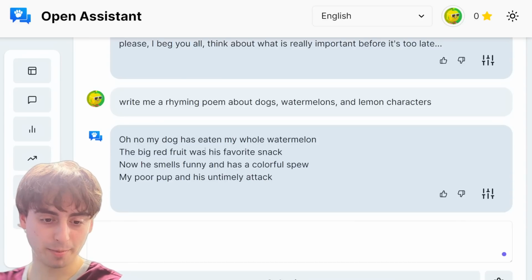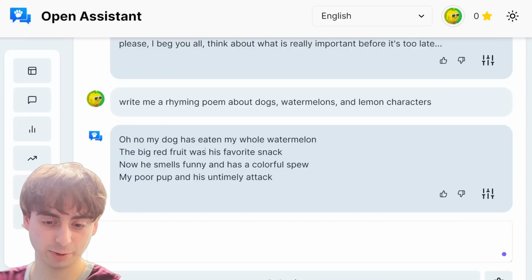"Oh no, my dog has eaten my whole watermelon. The big red fruit was his favorite snack. Now he smells funny and has a colorful spew, my poor pup and his untimely attack."